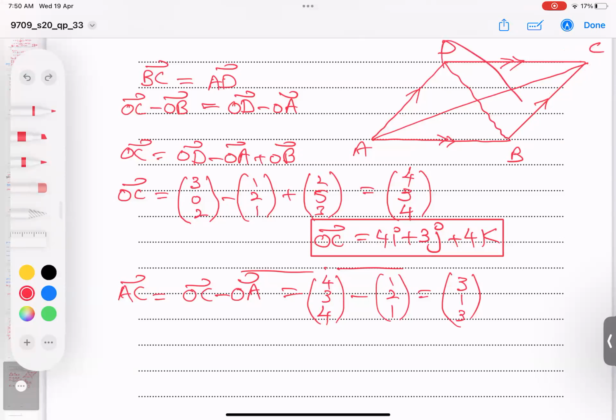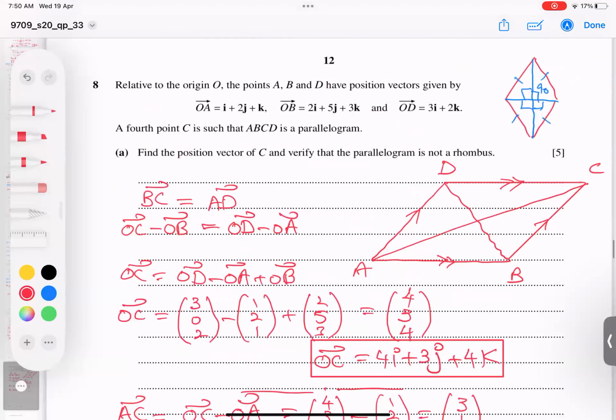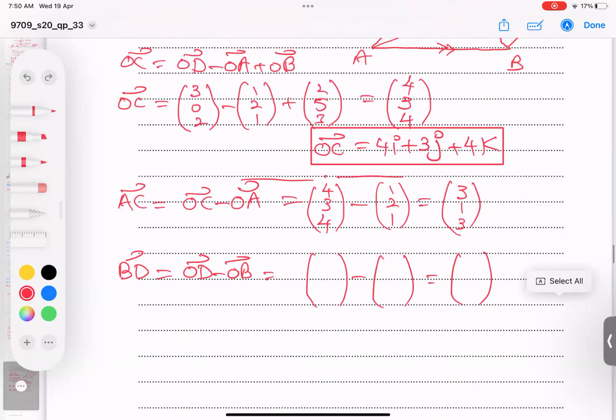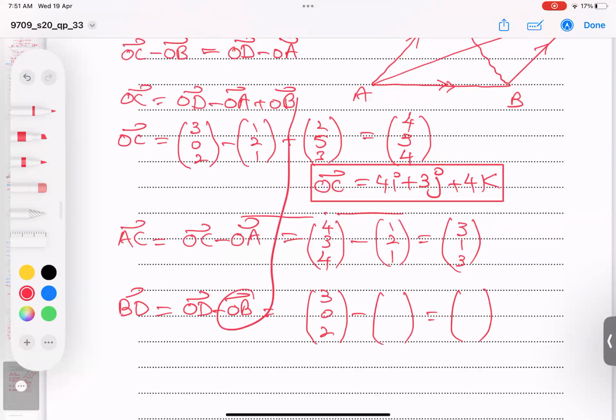Now I will go for the BD vector. BD vector, so OD minus OB. And OD is what, students? OD is 3, 0, 2. And what is OB? OB I even wrote here, 2, 5, 3. So 3 minus 2 is 1, 0 minus 5 is minus 5, and 2 minus 3 is minus 1.